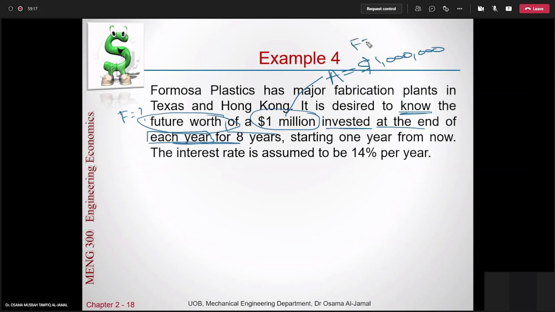We want to find the F. For how long? That investment was over 8 years, so N equals 8, starting 1 year from now. If we start at year 0 here, starting 1 year from now, at the end of that year, at year 1, this is our first investment. That arrow for that annuity, will it be upward or downward?